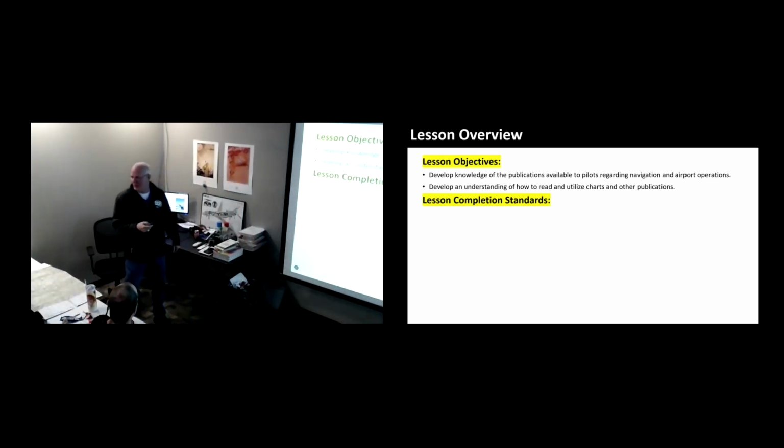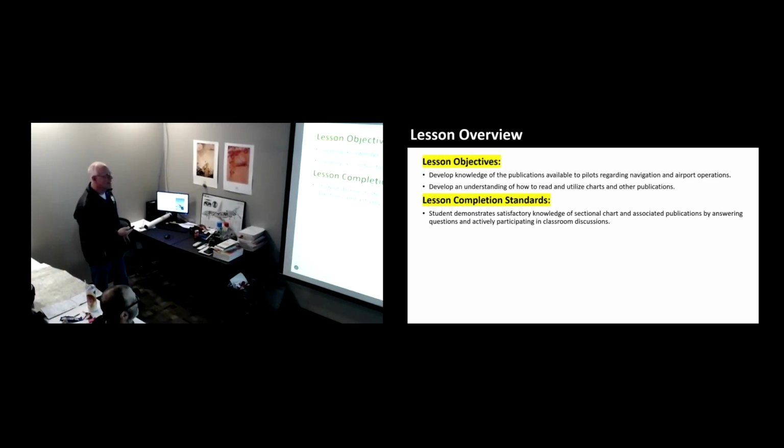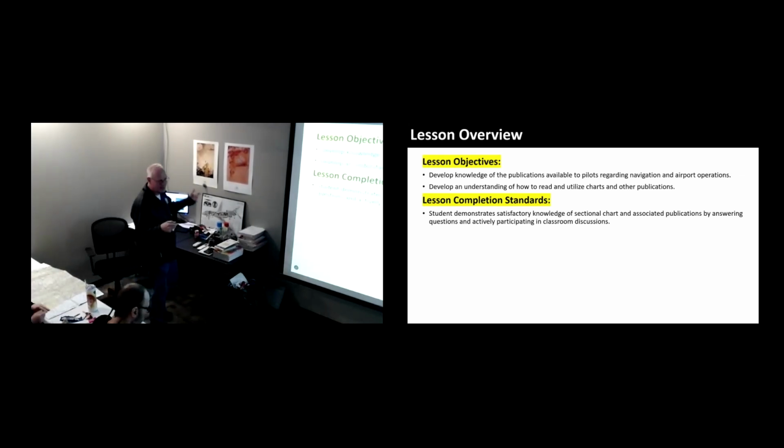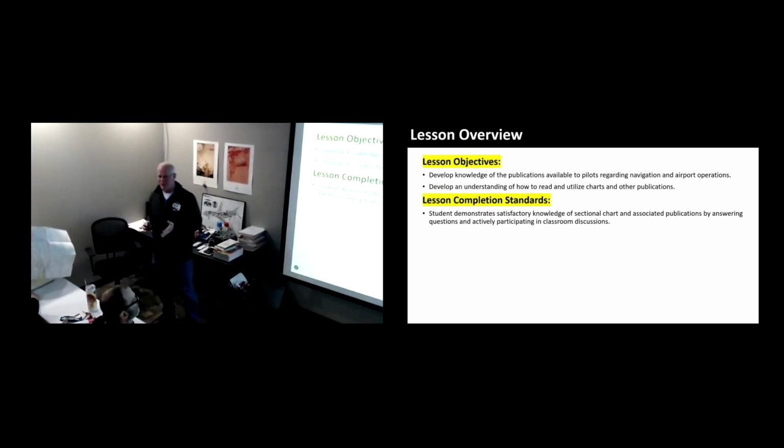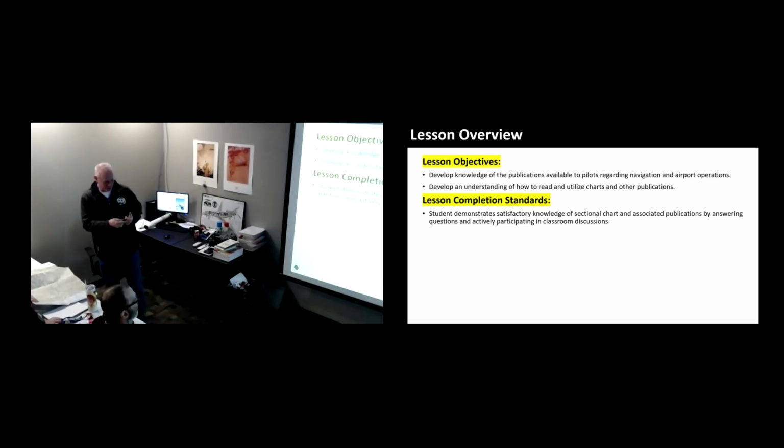I think this page is a 2-hour study session. Let's let you look at the chart. Don't call it a map, it's a chart. Okay. All right, today we're going to talk about a couple of publications that are available, primarily the VFR sectional chart and the chart supplement.